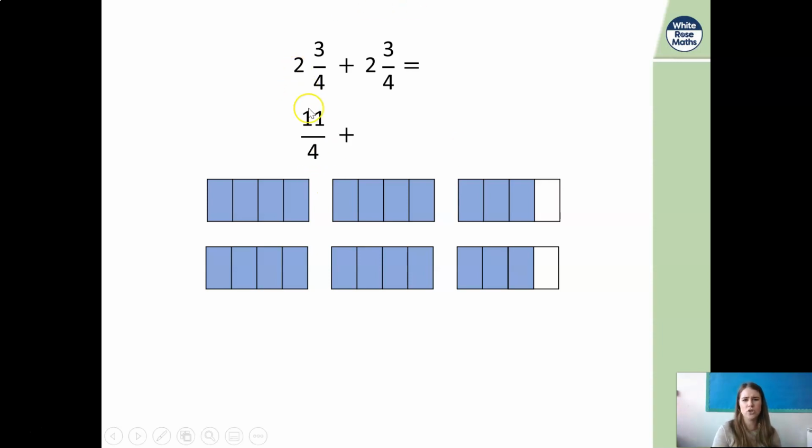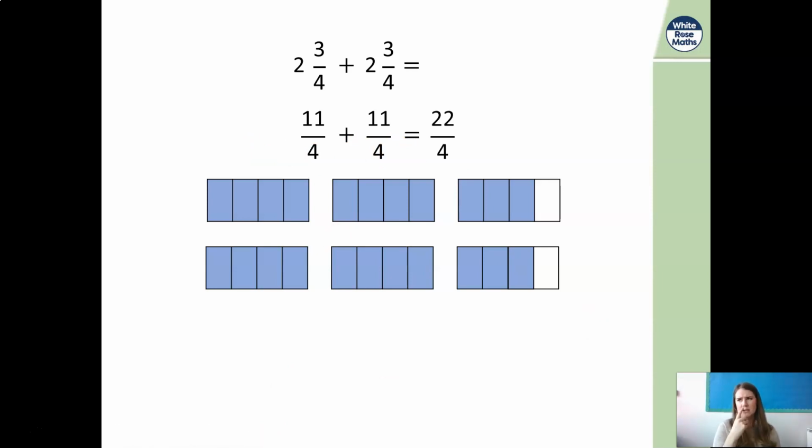So if we exchange this, we do 2 times 4, so remember you multiply the denominator, add the numerator. So 2 times 4 is 8, add 3 is 11. Okay, now I don't need to add that one up again because they were exactly the same. So if I now add these together, it gives me 22 out of 4.